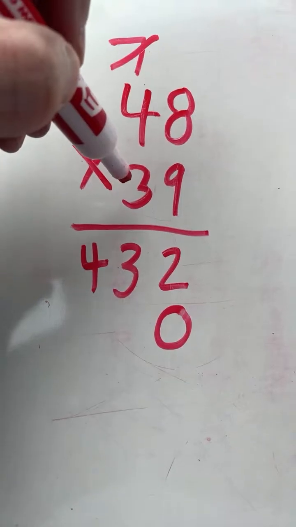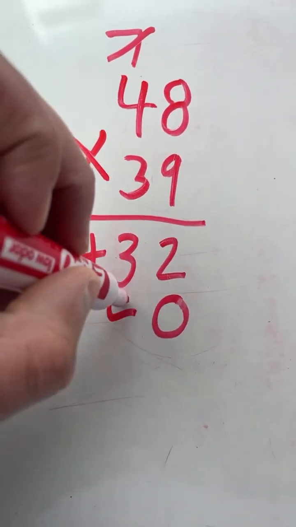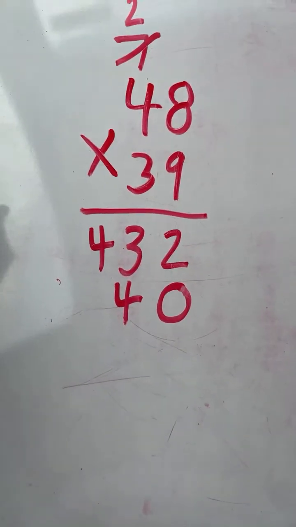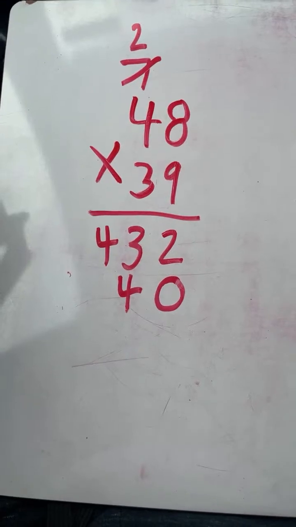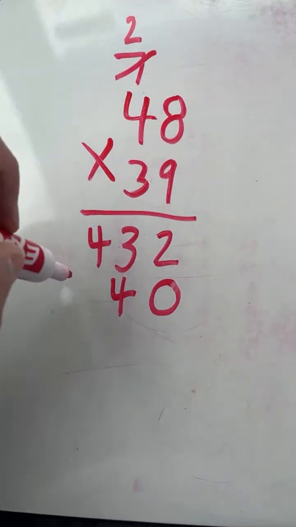8 times 3 equals 24. We regroup because our product is more than 10. The 4 in 24 goes in the tens place. The 2 gets carried over to the hundreds place. 4 times 3 equals 12. Plus 2 equals 14.